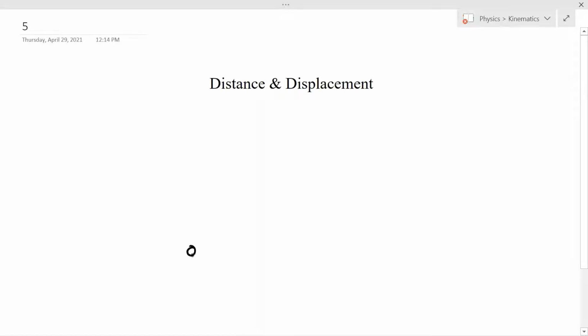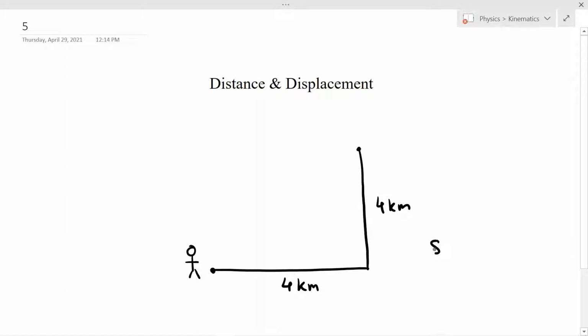Suppose there is a person who travels 4 kilometers east, then turns left and travels 4 more kilometers north and reaches this point. Now the path that he has actually traversed is 8 kilometers, and that is the definition of distance. That is, the distance covered by an object is defined as the path that the object has actually traversed.